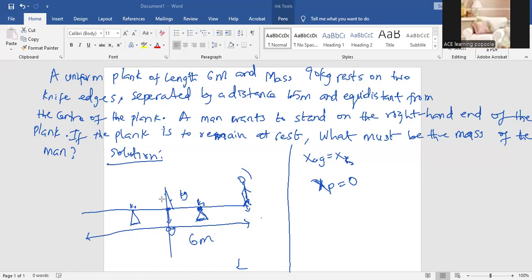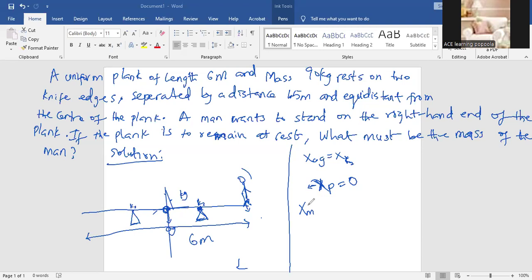So at this point, so here, this is our origin, 0. Okay, so the distance of the center of gravity of the plank is at 0. And then the center of gravity of the man, this man now, I will write that as XM. This one is the center of gravity of the plank, and this is the center of gravity of the man.